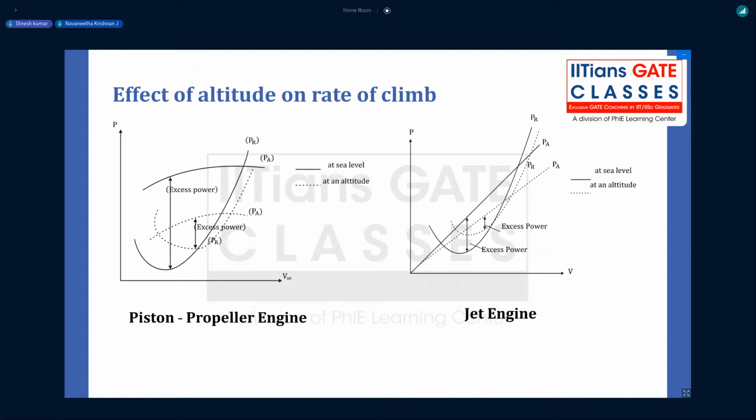We'll see what is the effect of altitude on rate of climb and the effect of weight on rate of climb. Then we'll move on to some problems related to rate of climb. See, as altitude increases, in case of piston engine, what happens? The mass flow rate of air entering the engine decreases, so the power available decreases. This is at sea level, this is at an altitude. The dotted line is at an altitude. So as altitude increases, power available decreases.